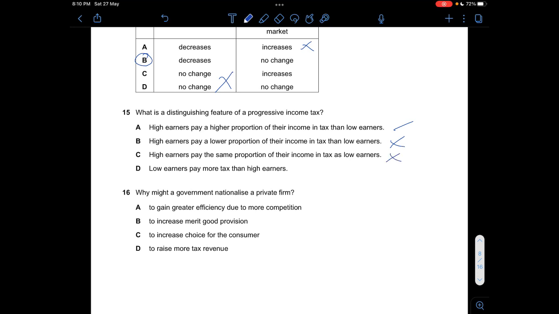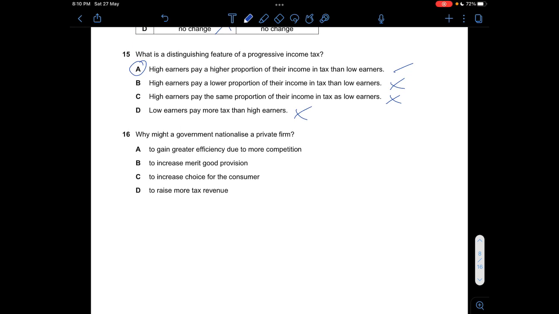And D says low earners pay more tax than high earners. This is regressive, so it's not correct. So answer is A.